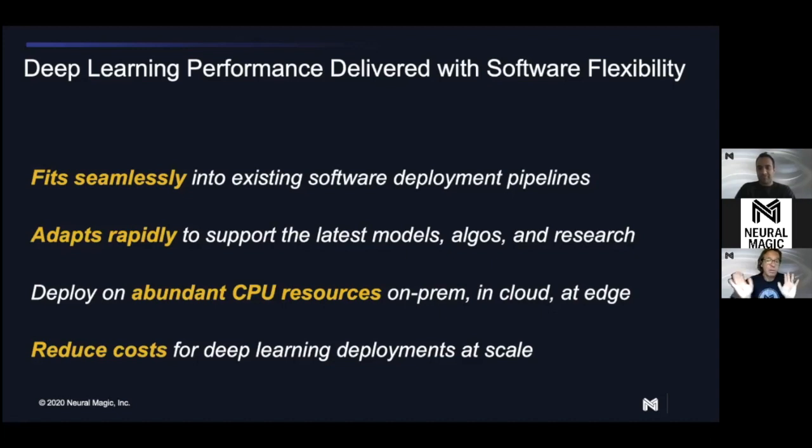You can deploy on abundant CPU resources, as we mentioned, on-prem, in the cloud, at the edge, and all of this is to help you reduce and lower your costs for deep learning deployments at scale. Lower the time to get your deployment and application out, and then reduce that cost as that application grows and scales.